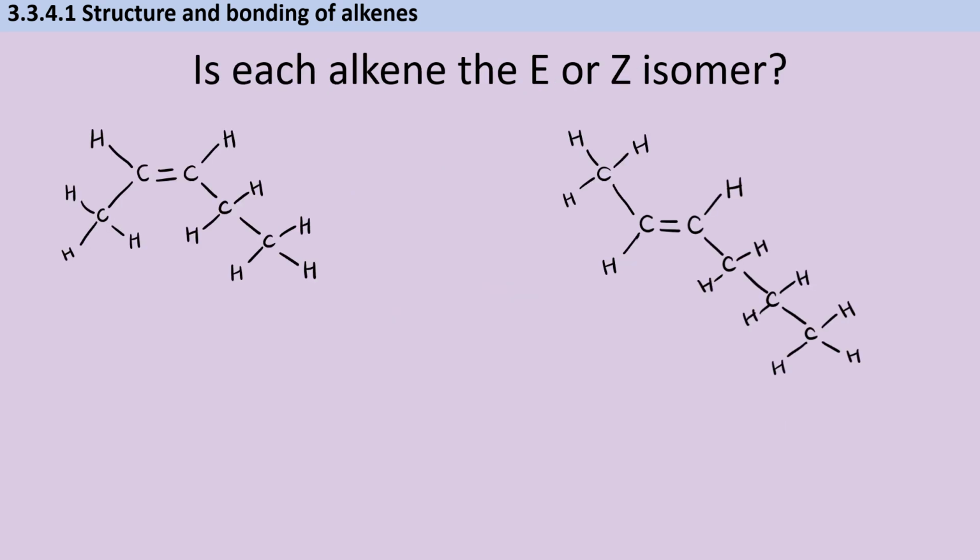Here are two molecules for you to have a go at. Remember, you need to identify the stereocenter, then look at the four atoms that are attached and write down their atomic numbers, and then decide whether your highest priority groups are on the same side or opposite sides.